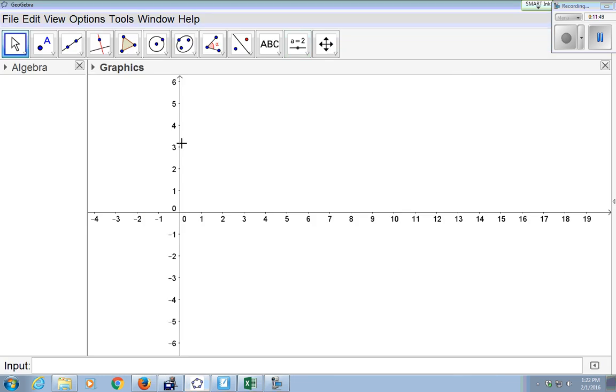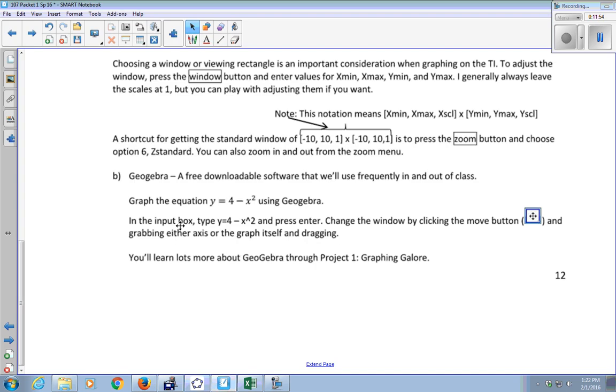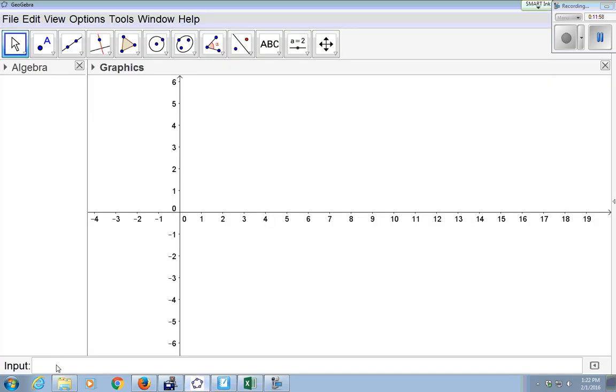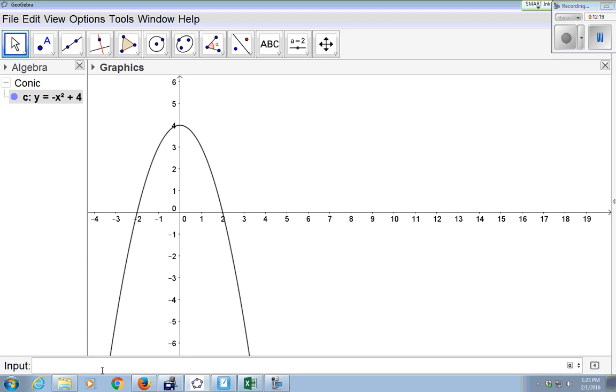All right, so here's my GeoGebra, and I'm going to use GeoGebra to graph the equation 4 minus x squared. So in the input bar is where you type equations. The input bar is down at the bottom. And so I'm going to type y equals 4 minus x caret, just like on the graphing calculator, use a little caret for exponent. It's shift 6, and then 2, and hit enter. And you get a nice immediate graph.